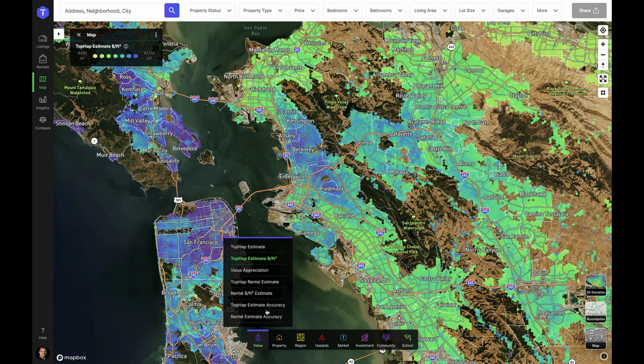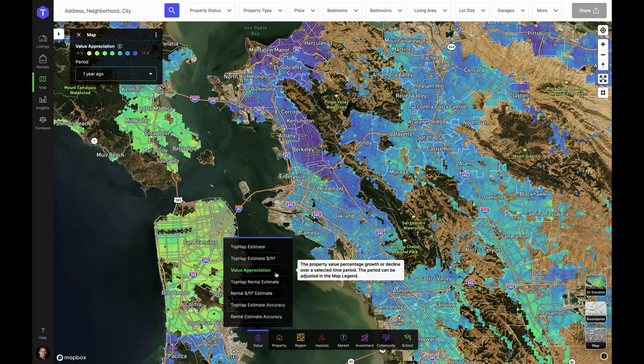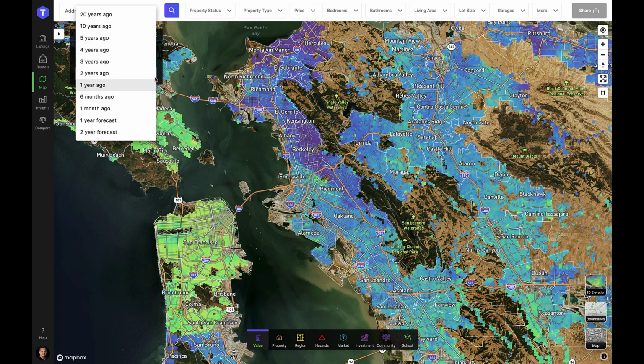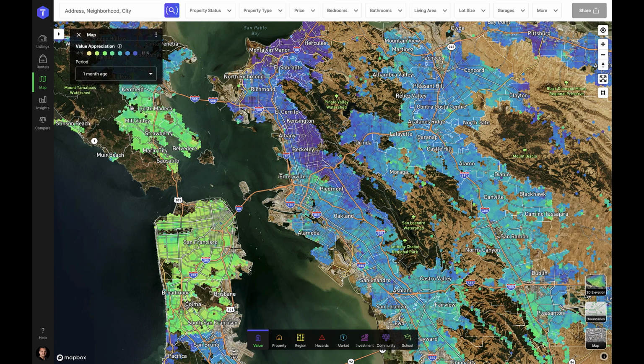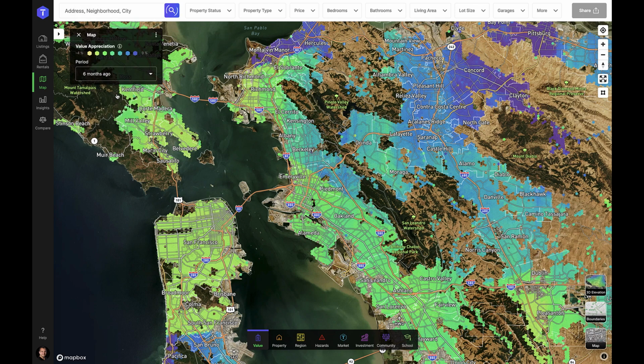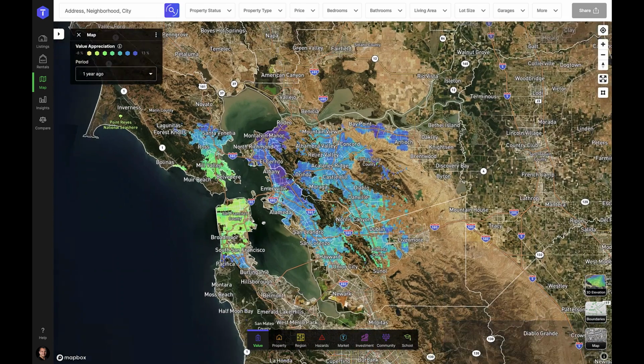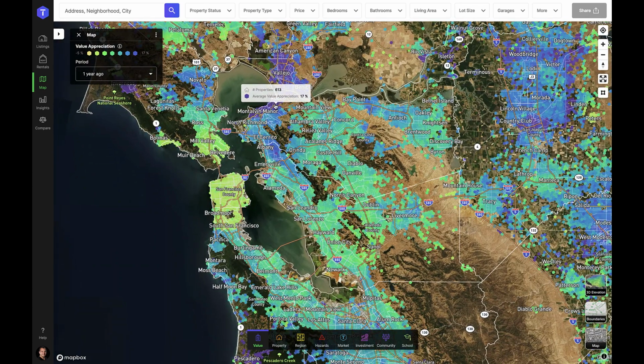The Value Appreciation layer shows the percentage change in home values over a specific time period that is selected in the legend. You can see the value growth from as little as 1 month ago to as much as 20 years ago. Selecting the 1 or 2 year forecast shows you how the property values are expected to change if they follow the current market trend. Look at how different areas are performing over the last 1 month, 3 months, or even a year. You can see how this area grew and this area fell.